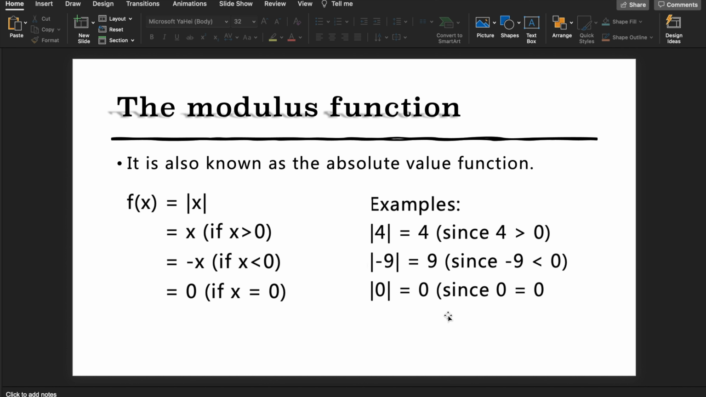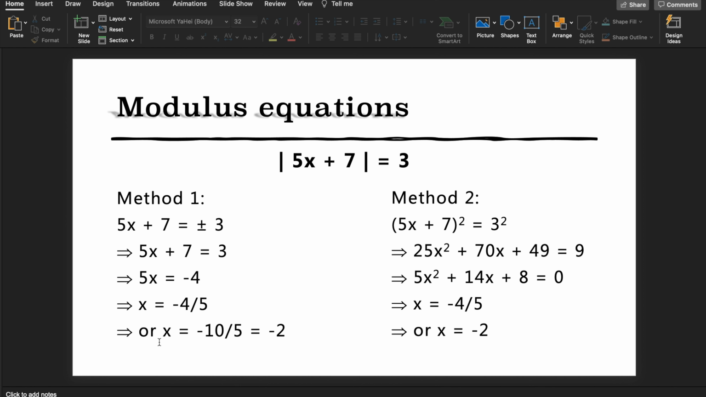The book, I think, has mentioned only one of them, which is this, but you could also use this. So let's take this example: modulus of 5x plus 7 equals 3. For the first method, you'll have to remove the modulus symbol and put plus or minus for the whole thing that is after the equation symbol.